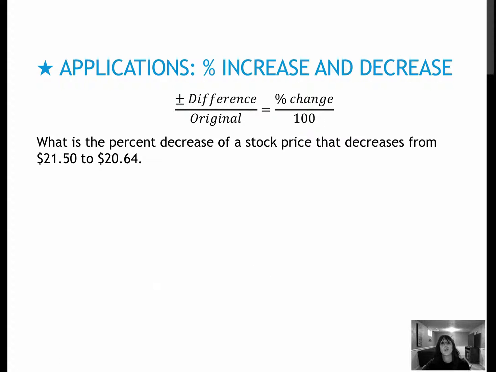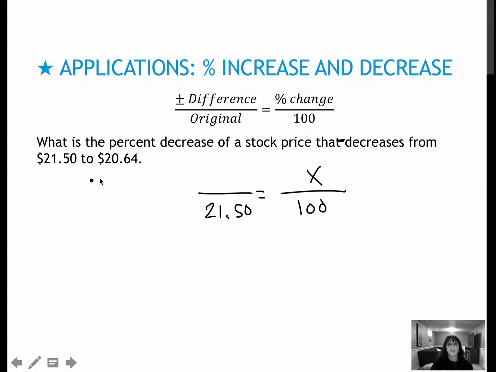Try this question on your own, then press play to see how you did. So you have a stock price that decreases, so this is our first decreasing question, from $21.50 to $20.64. To find the percent change, I'm actually trying to find the percent because it says what is the percent. The original price is $21.50, and now I need to find this amount, which is of course the difference.